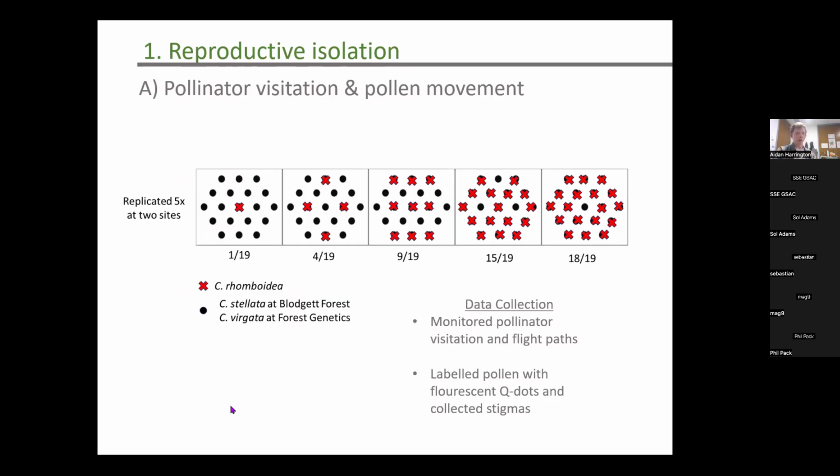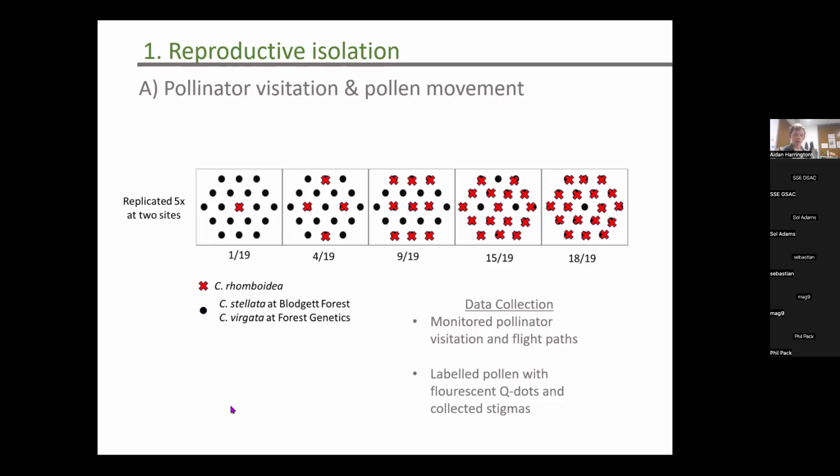So what I did essentially is, at two different sites, which were Blodgett Forest Research Station and the Institute for Forest Genetics, I set up these replicated arrays where I had 1, 4, 9, 15, and 18 inflorescences of Clarkia rhomboidea paired with the diploid found at that site. So at Blodgett Forest, the arrays were composed of rhomboidea and stellata. At Forest Genetics, the arrays were composed of virgata and rhomboidea. And I monitored pollinator visitation and flight paths in these arrays.